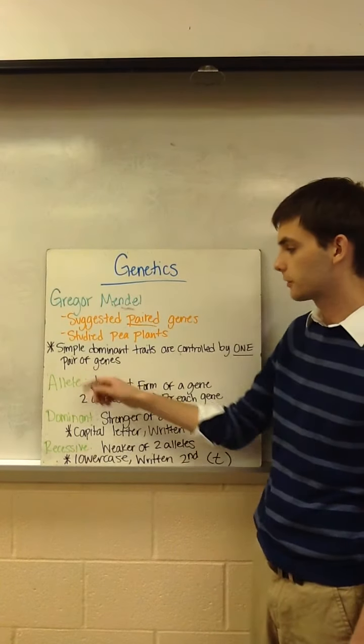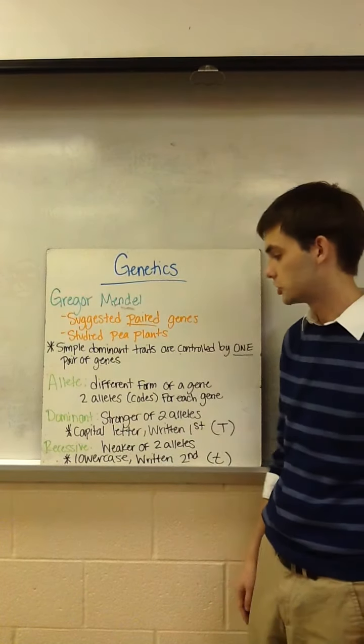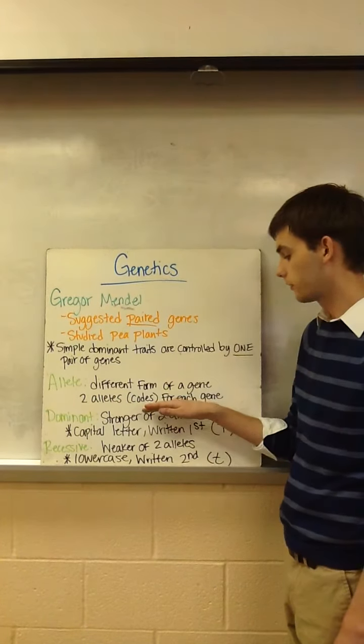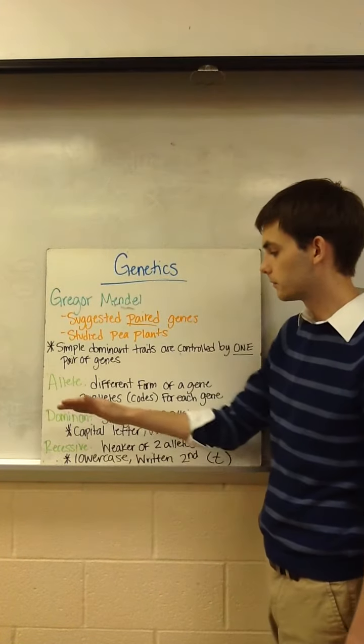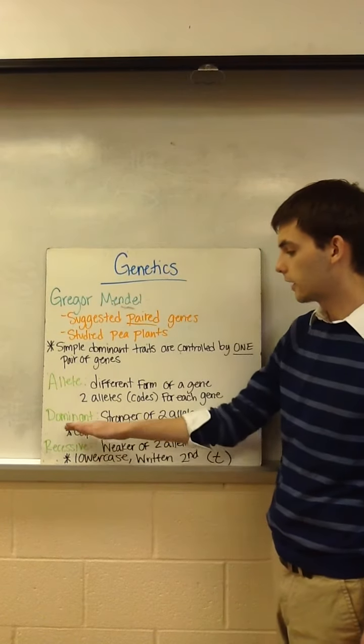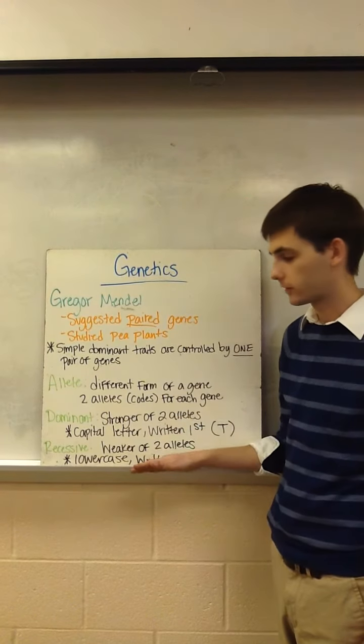These pair of genes that we're talking about, alleles. So this is the alternate form of a gene. So there are two alleles or codes for each gene. Each allele will either be dominant or recessive. Dominant alleles are the stronger of the two alleles, and they will always mask the recessive.